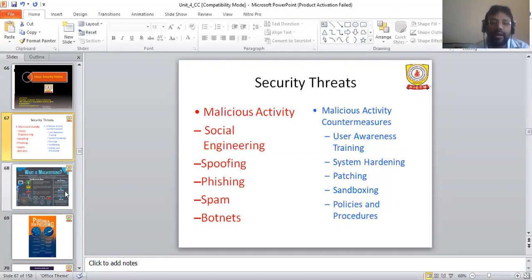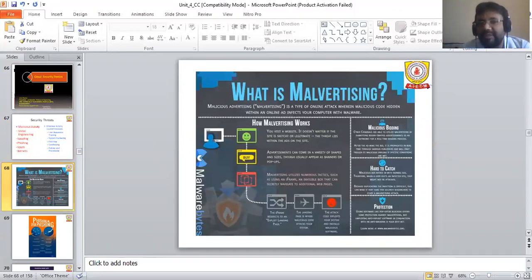So first we have malware advertising. Malicious advertising is a type of online attack wherein malicious code hidden within an online ad infects your computer with malware. So it is a kind of disruptive code, hidden within an online ad, that infects your computer with malware. How it works: you visit a website. It does not matter if the site is sketchy or legitimate. The threat lies within the ad on that site.